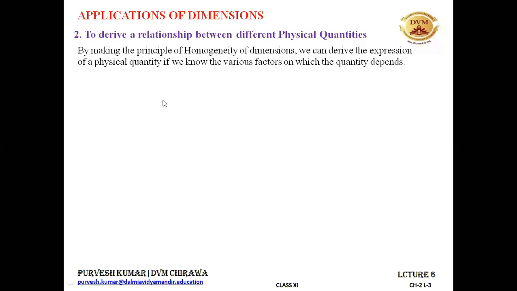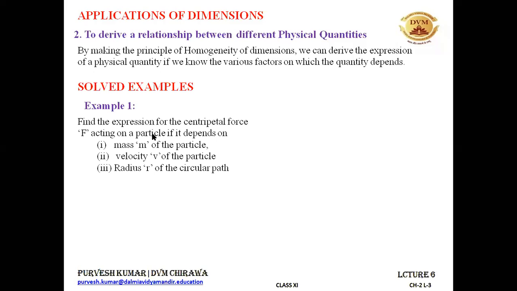All right. So let's take an example. Once I solve the example, you will get to know this in a better way. Example 1. It says this: the expression for the centripetal force capital F acting on a particle depends on the mass m of the particle, velocity small v of the particle, and radius r of the circular path.